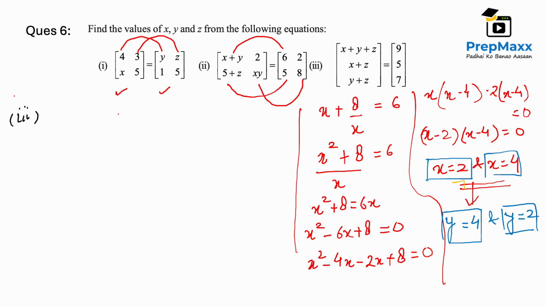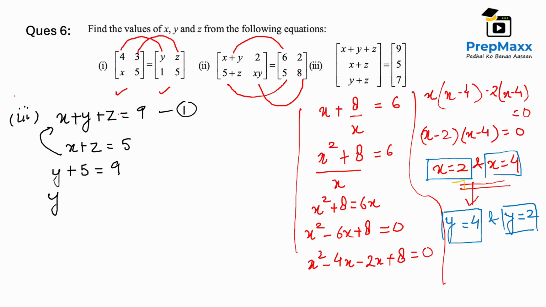So third part, corresponding elements have to be equal. So x plus y plus z is going to be 9 and x plus z is going to be 5. So I can use this in the first equation. So it is going to be what? y plus 5 equals 9. So y is going to be equal to 4, right? This is the value of y.